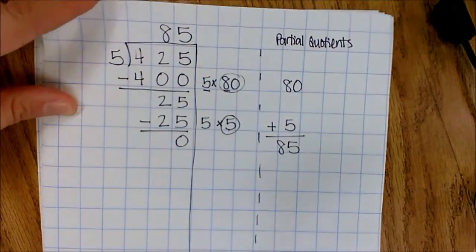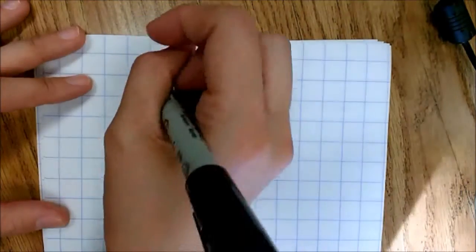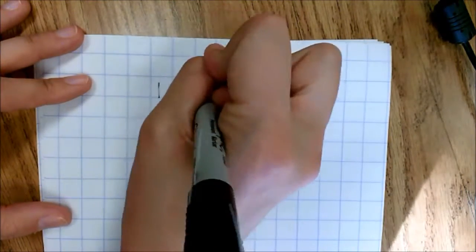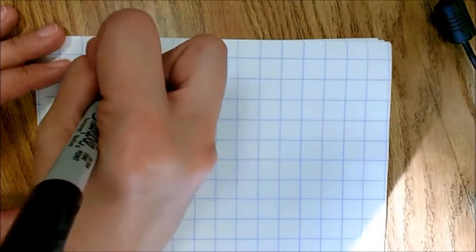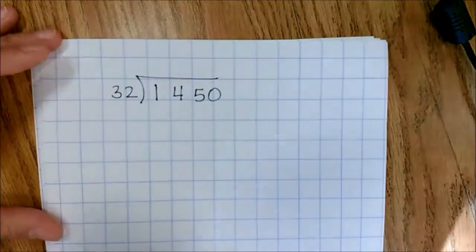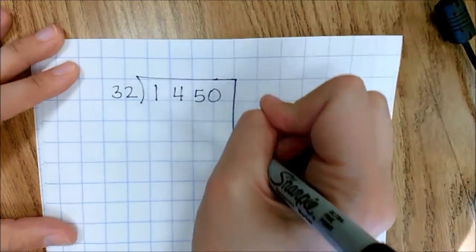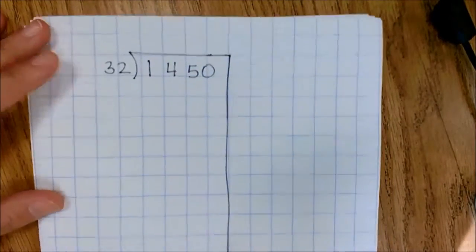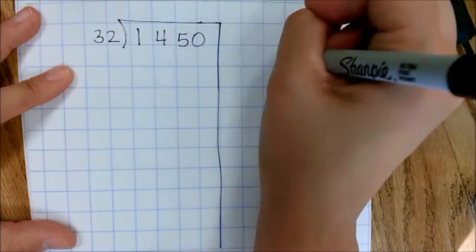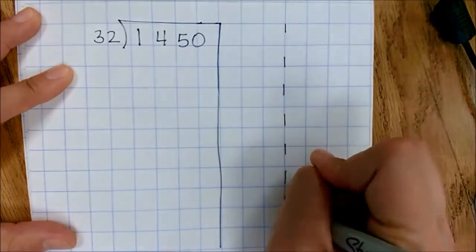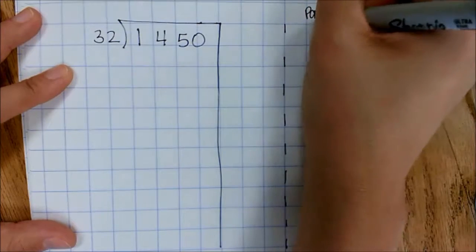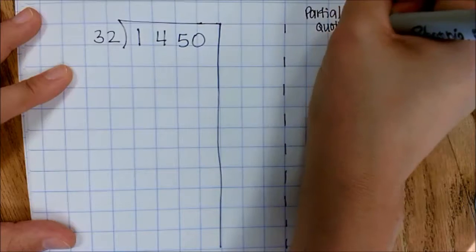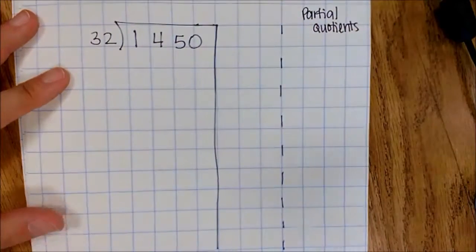Let's do one more problem. Let's do 1,450 divided by 32. So remember, I said I like to extend my house down, and then I like to add that extra column for my partial quotients. So that way I'm just staying nice and organized. So partial quotients. Just so I'm staying organized.